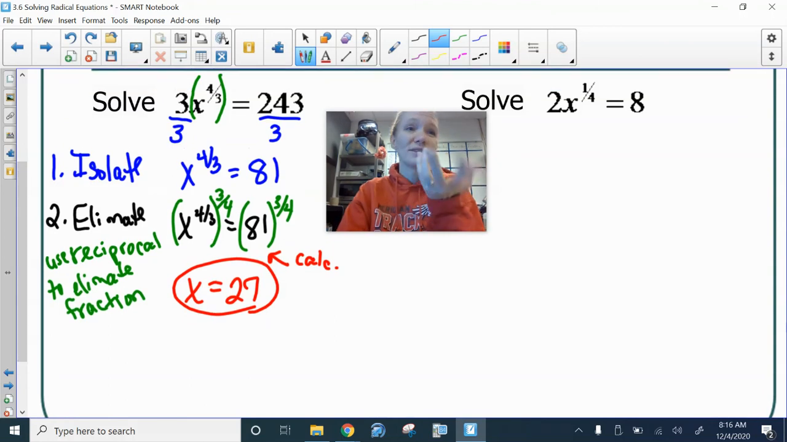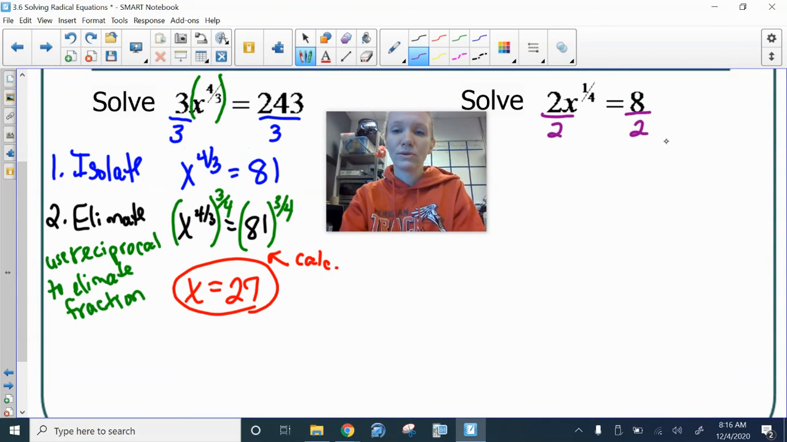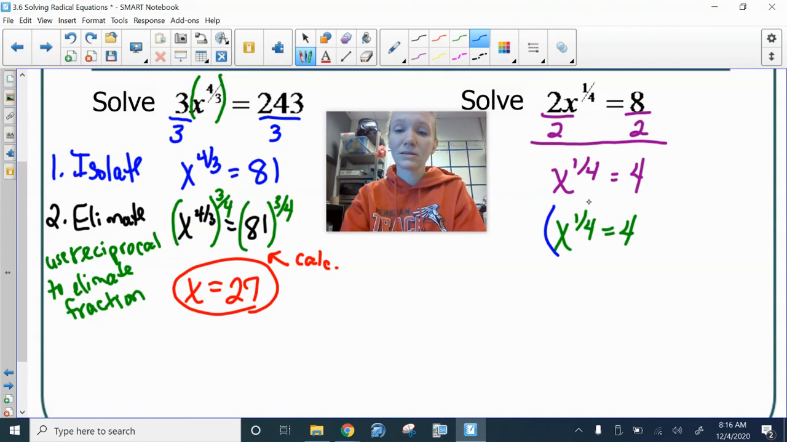So on the next one, it's just more of the same. I'm just trying to give you guys lots and lots of examples so you can kind of see. Here again, there's no parentheses, so that means I can go ahead and get rid of the 2. So I have x to the 1/4. 8 divided by 2, we get 4. And then here again, I'm going to eliminate the exponent. So I'm going to raise to the 4/1.